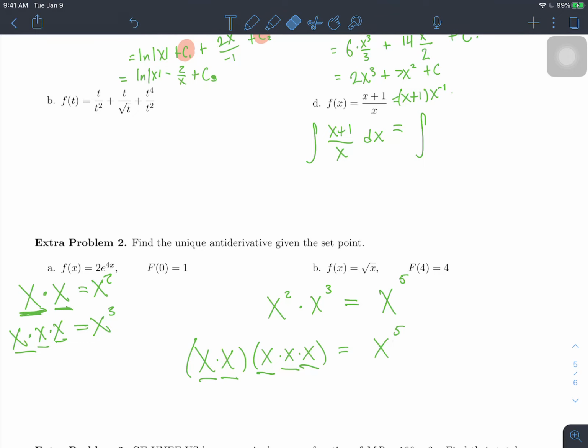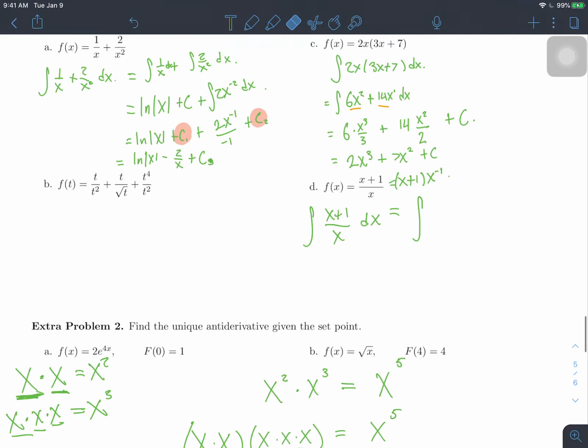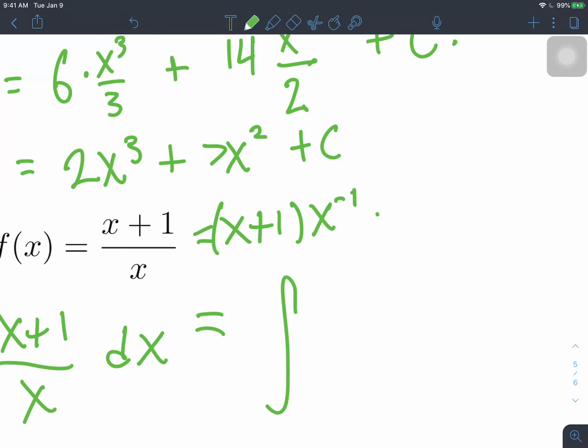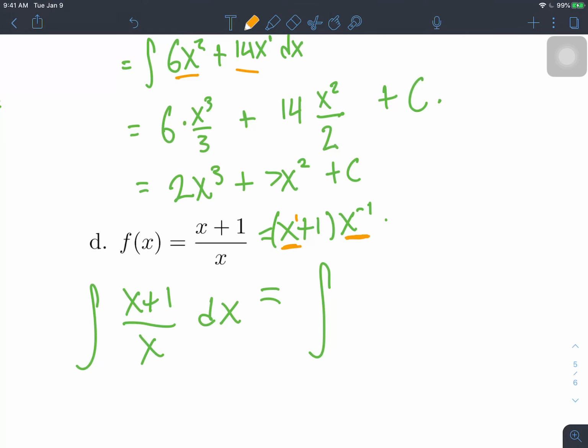Okay, my point is we add the powers, right? Yes. So if I do x to the power 1 times x to the power negative 1, what do I get? X to the power of 0. What is x to the power of 0? Isn't that 1.